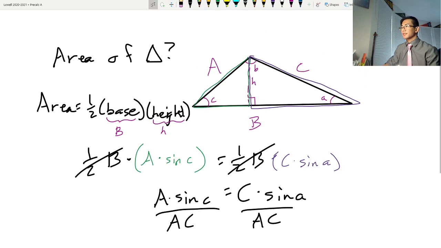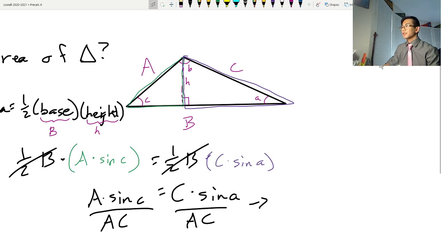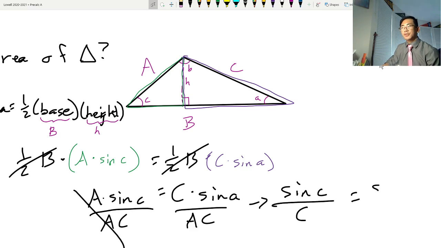We end up getting this. I'll bring it over to the right here. I have sine of C over the side of length C is equal to sine of A divided by length A. So it turns out this ratio is always going to be true. And we can see that we just proved it here because I didn't use any specific numbers. I just called it A, B, and C, whatever they are.